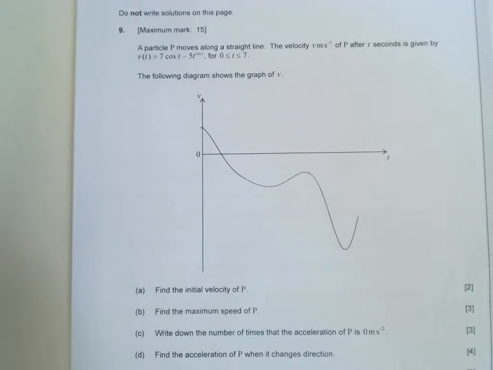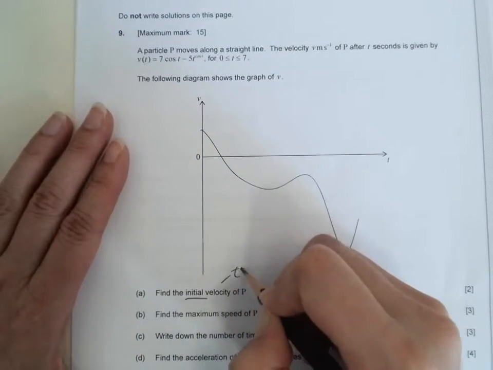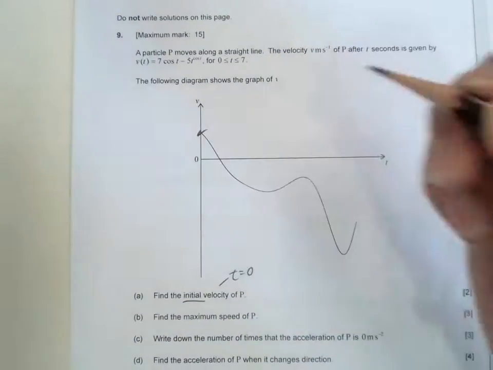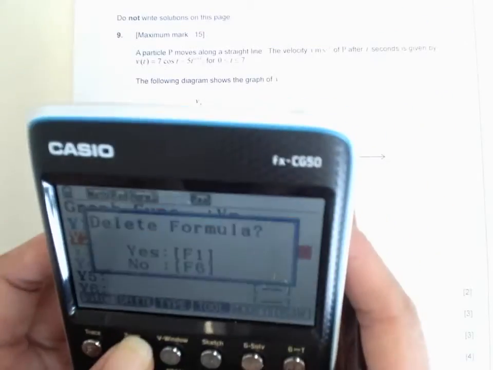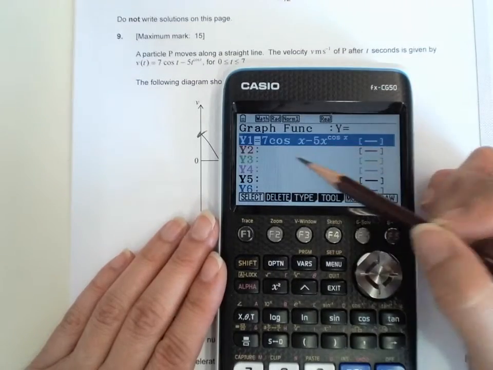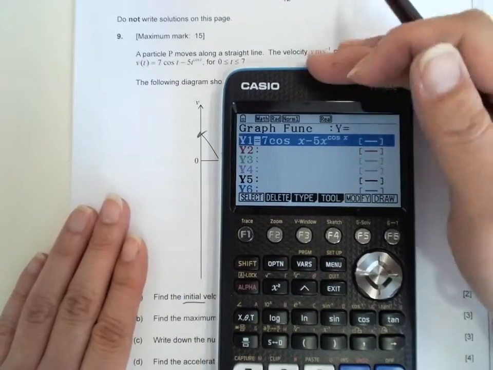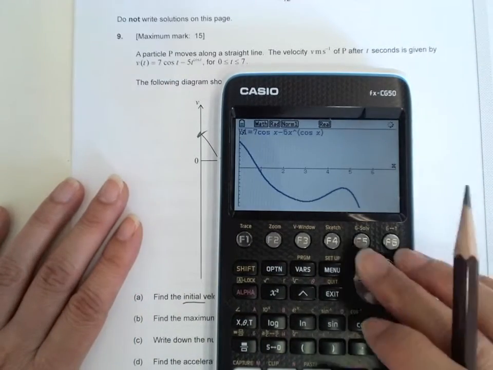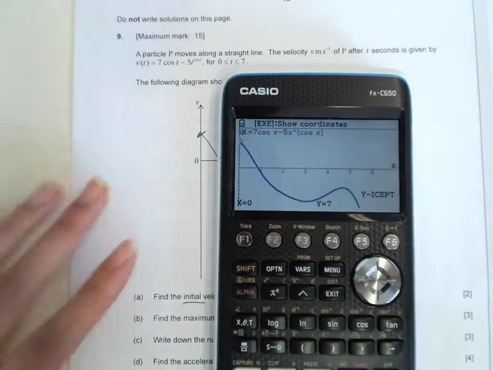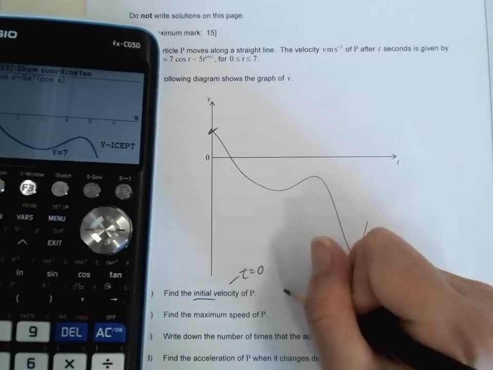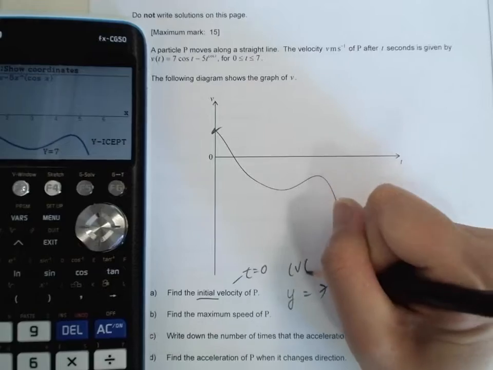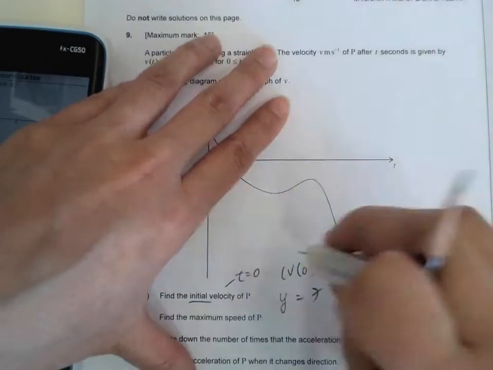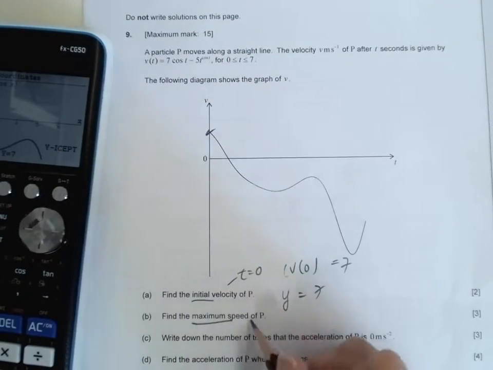Alright, so this is our long question here on kinematics. Initial means that t equals 0, which means this point. Now we just have to find it with the function here, key in with the graph, and then G-Solve the y-intercept, which is y equals 7. Or you can write down v0 equals 7, that is the same too. And then the maximum speed.